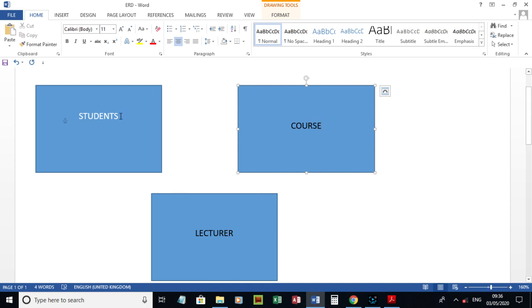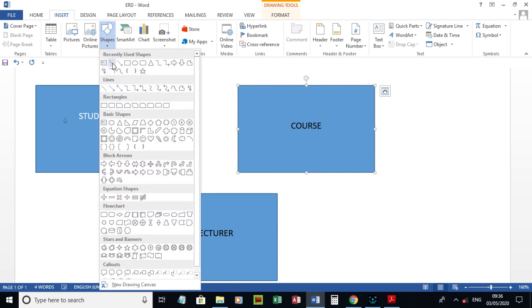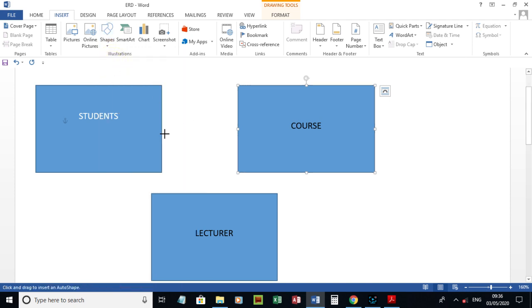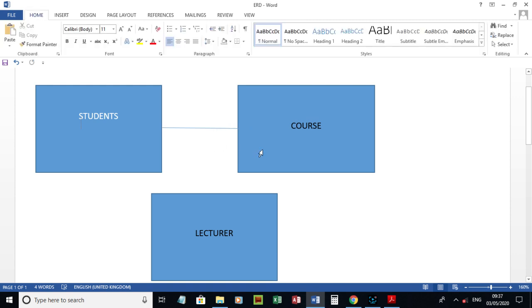So what we say now is one student can have one course. Let's see how to do the relationship. To do the relationship, you insert, select the shapes, click on this one, and you come out with a mandatory line. So one student, this is a relationship. One student can have, but this is a mandatory relationship anyway. We are yet to define it.